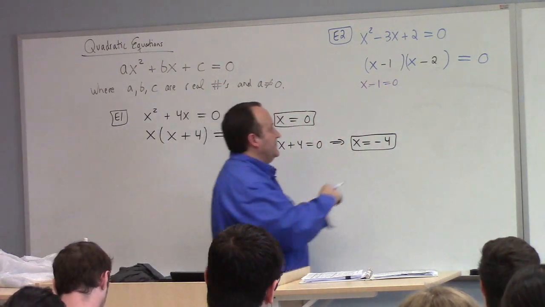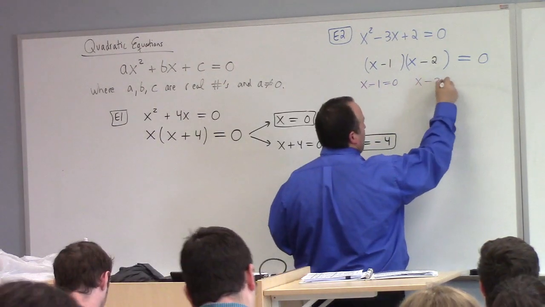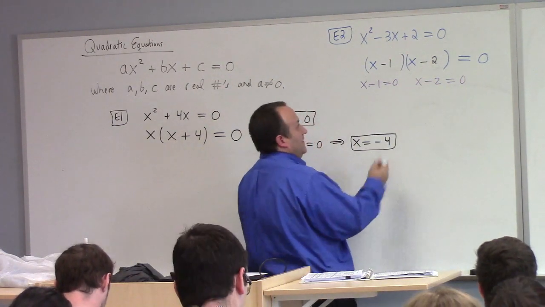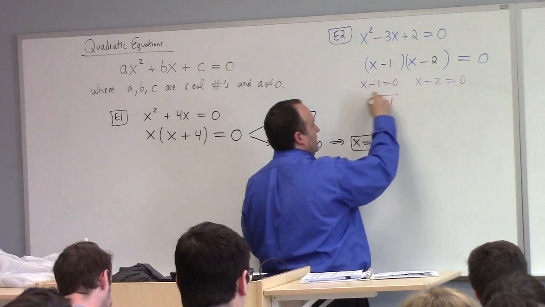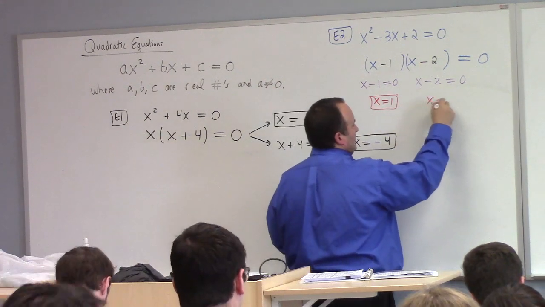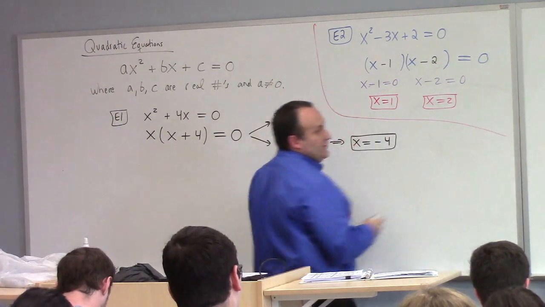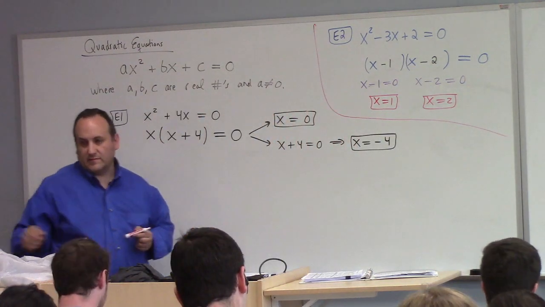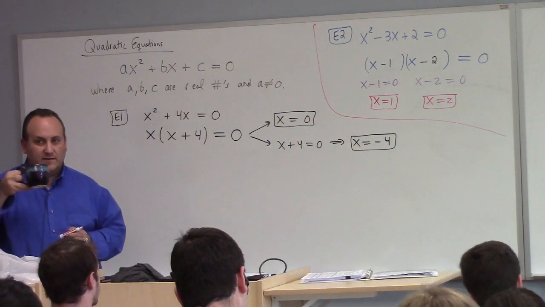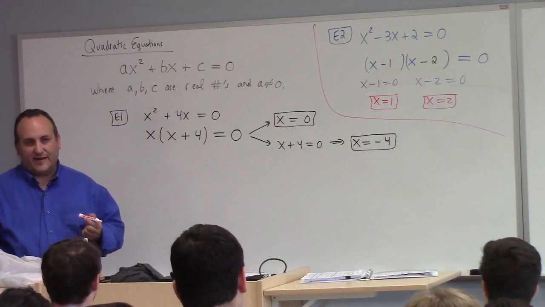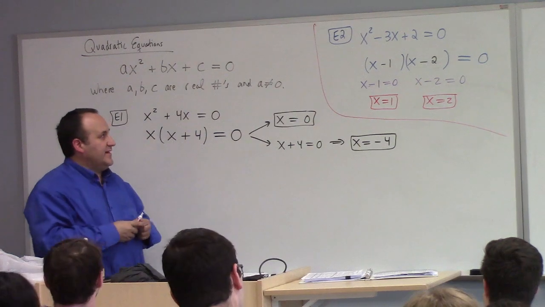So I either have x minus 1 equal to 0, or I have x minus 2 equal to 0, right? Which gives me what? In fact, x equals 1, yay, or x equals 2, hooray. So again, I have a quadratic equation. I have how many solutions? 2. Are there always 2 solutions? It's a trap, right? So we'll see that as we go on.